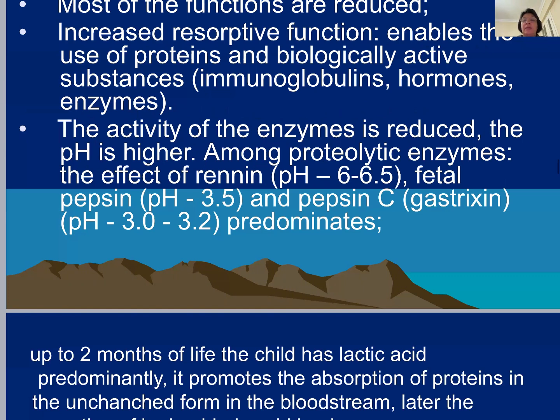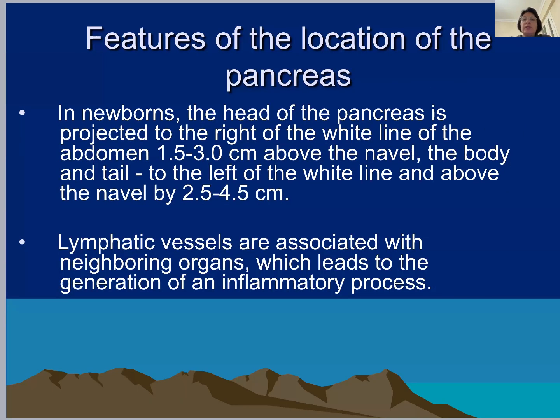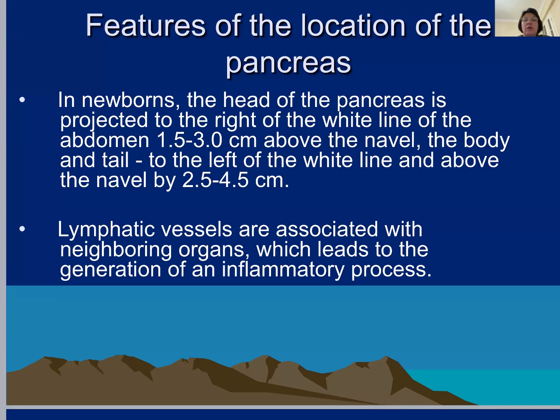Pancreas in children. Location: in newborns, the head of the pancreas is projected to the right of the white line of the abdomen, 1.5 to 3 centimeters above the navel. The body and tail are to the left of the white line and above the navel by 2.5 to 4.5 centimeters. Lymphatic vessels are associated with the neighboring organs, which leads to the generation of an inflammatory process.